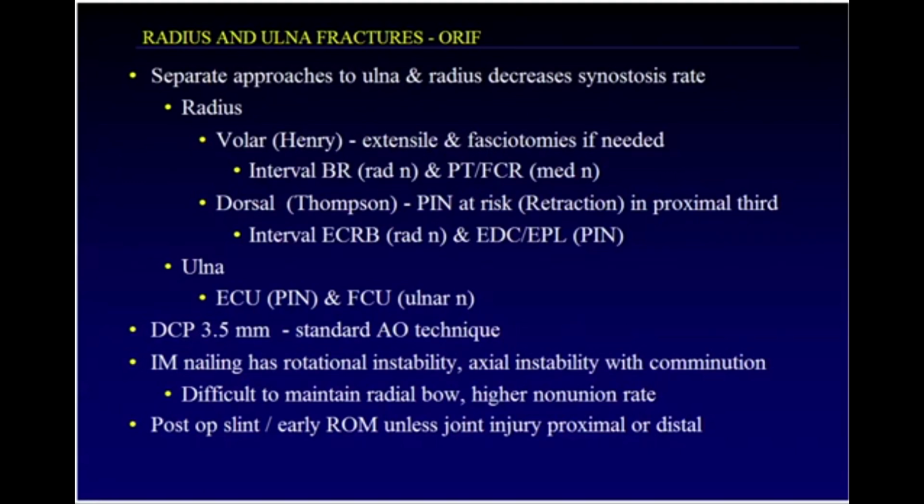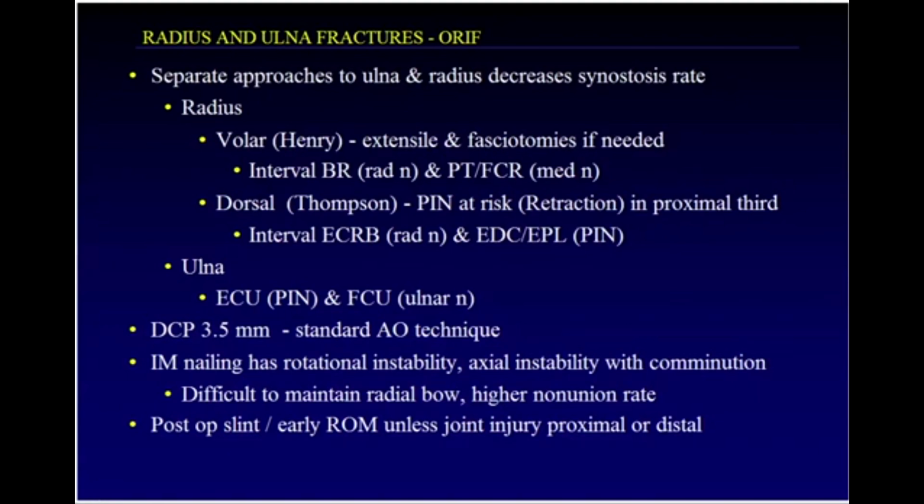Ulnar shaft fractures: the ulna has a subcutaneous border, and you can approach the ulnar shaft quite easily through an internervous approach between the extensor carpi ulnaris and the flexor carpi ulnaris. The standard technique for plate fixation of ulnar shaft fractures should be use of a small fragment 3.5 millimeter dynamic compression plate. Again, you do not want to use a recon plate. You do not want to use a 1/3 tubular plate. You should use a 3.5 millimeter DCP for adequate fixation of the forearm.